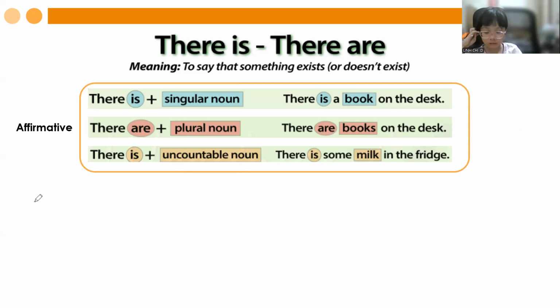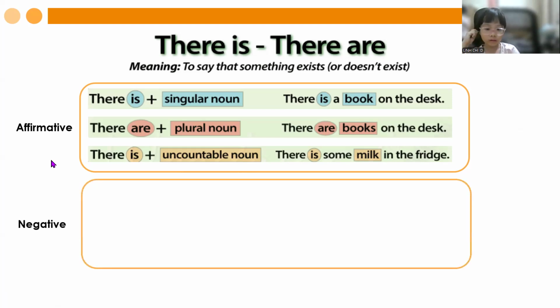Very good. Now let's make a sentence using there is plus uncountable noun. Example, there is some juice in a cup. What's your sentence? There is some bread in the table. Very good. Okay. Now, let's look at this one.